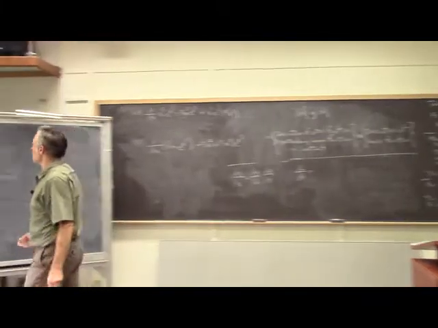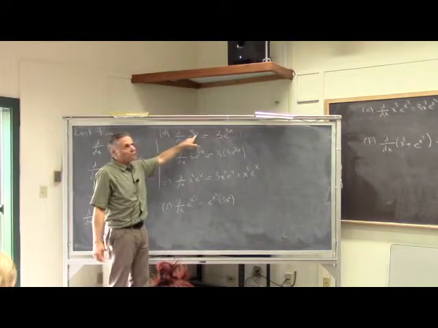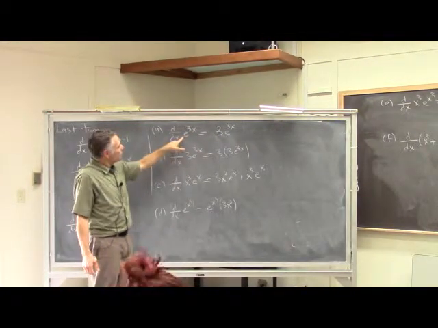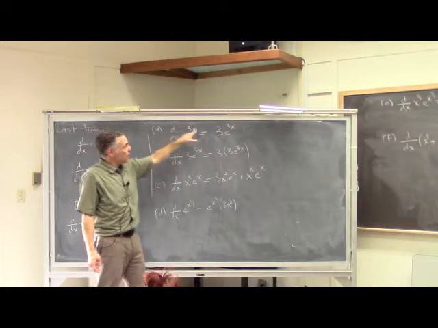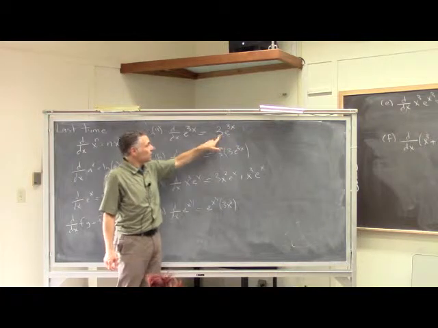So here's e to the 3x. The inner function is 3x. The outer function is e to the. So the derivative of e to the blah is e to the blah. The derivative of 3x is 3.